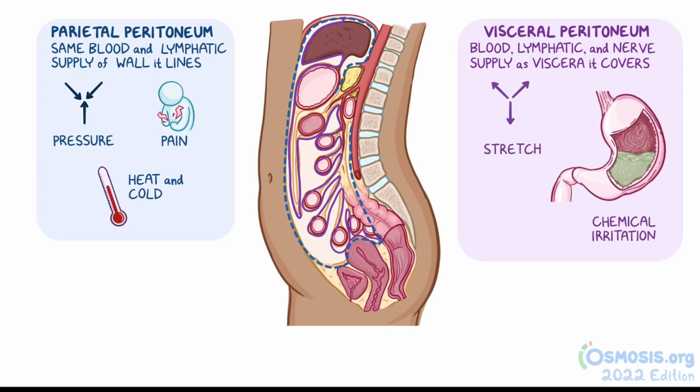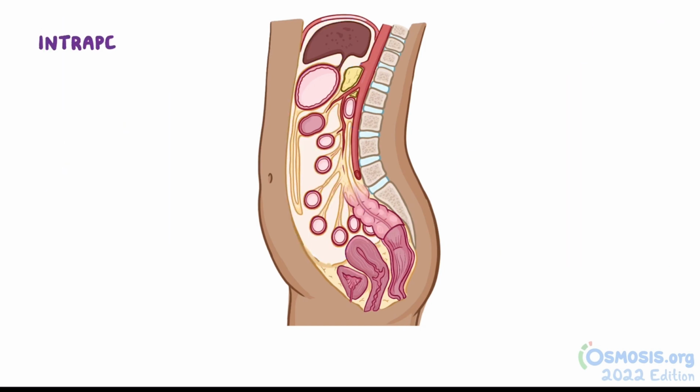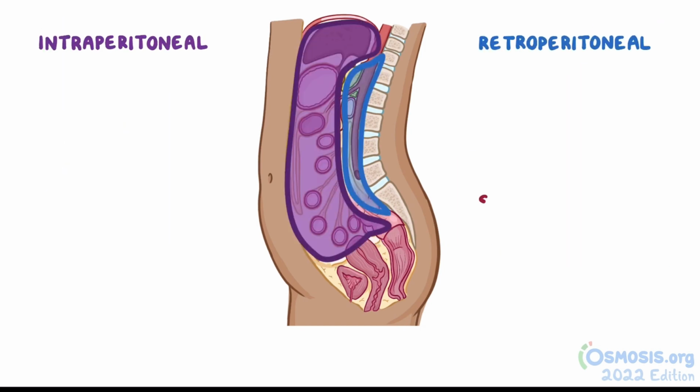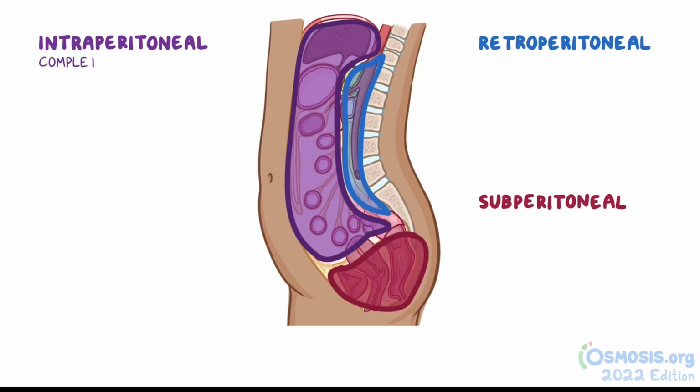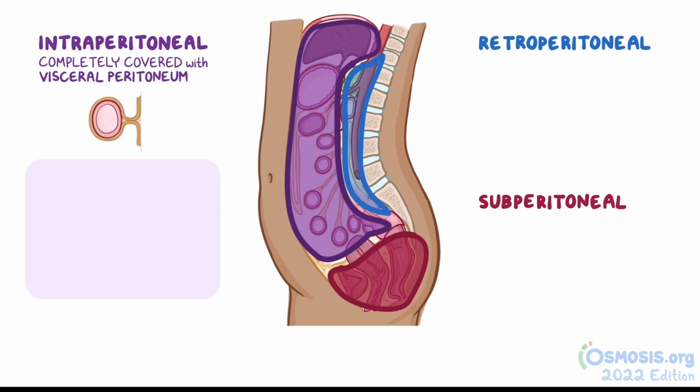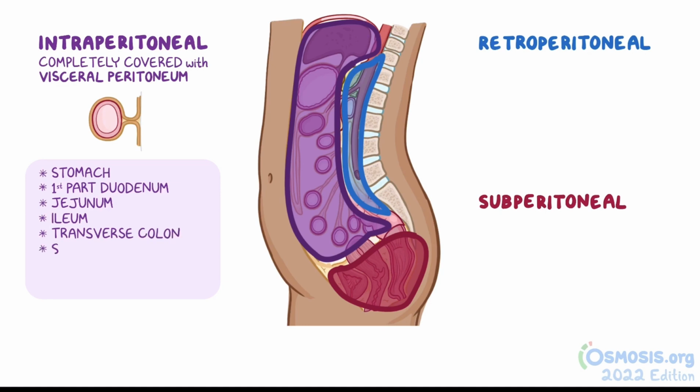Depending on their relationship with the peritoneum, abdominal and pelvic organs can be either intraperitoneal, retroperitoneal, or subperitoneal. Intraperitoneal organs are almost completely covered with visceral peritoneum, but remember they're not inside the peritoneal cavity. These organs include the stomach, first part of the duodenum, jejunum, ileum, transverse colon, sigmoid colon, liver, and spleen.